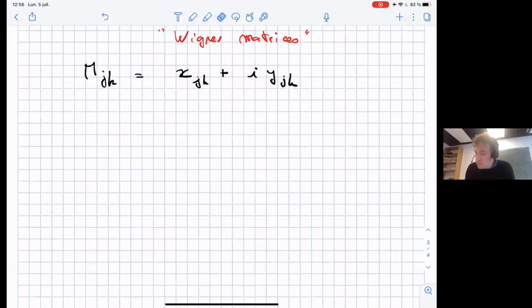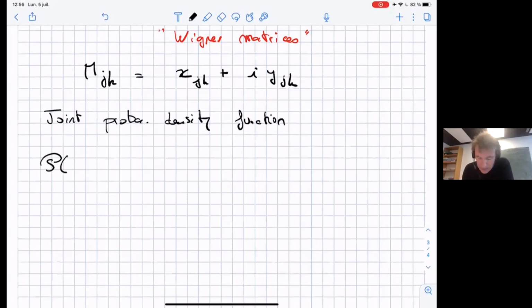By definition, of course, the x's and y's are just random and real. And now I want to write the joint PDF of these x's and y's. So I want to look at the joint probability density function of a given realization P of M. That means that I really want to look at, it's like defining, if you want, a probability measure, a probability distribution on the ensembles of matrices. I really want to write something like that.